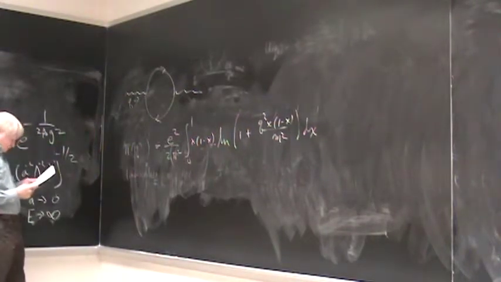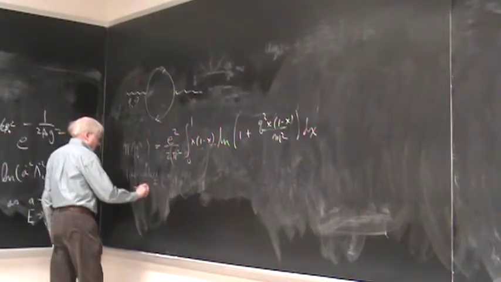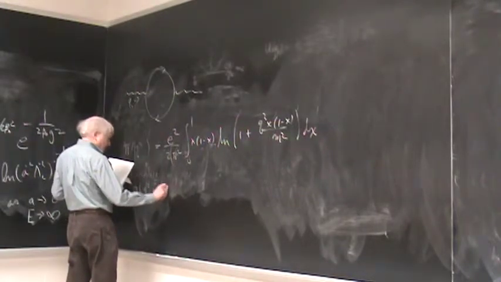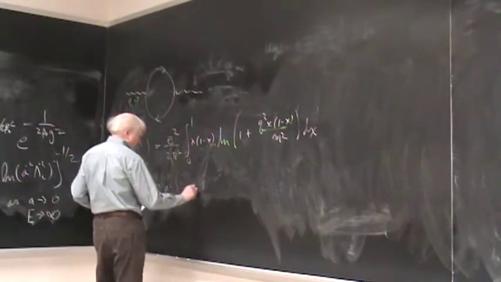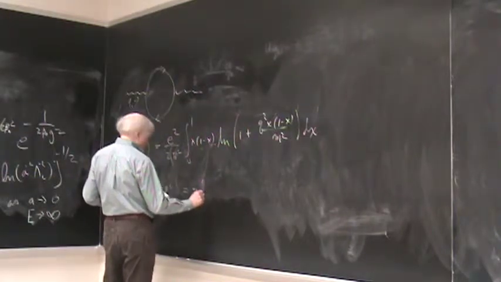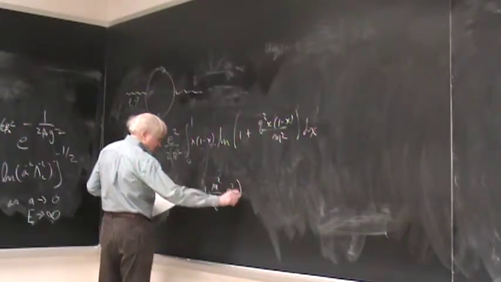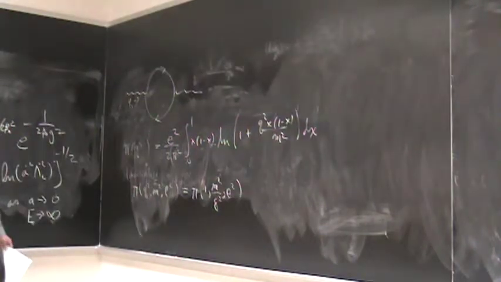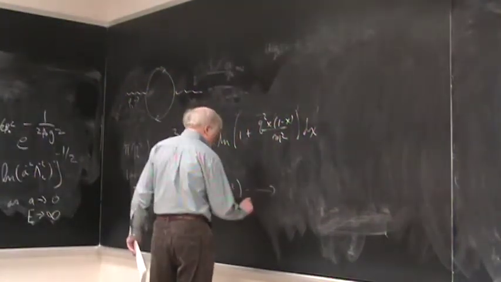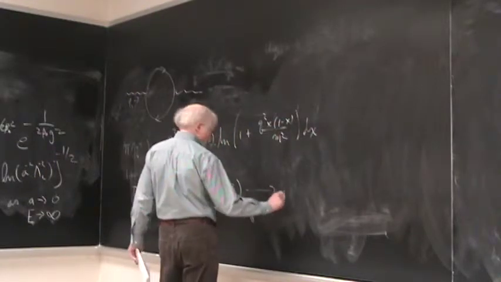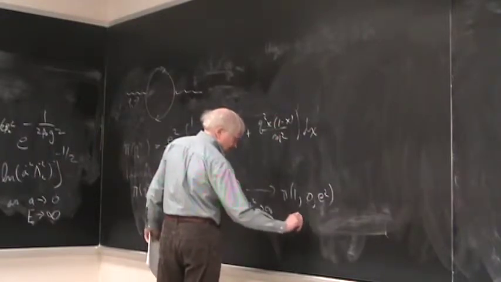And in fact, let's imagine what we expect. We expect from dimensional analysis that pi of q squared, m squared, and e squared, which is what this thing is, since it's dimensionless, we should be able to write this as pi of 1, m squared over q squared, e squared. And then, if we were just doing dimensional analysis, we'd say, as q squared goes to infinity, this should go to pi of 1, 0, e squared, which is a constant.